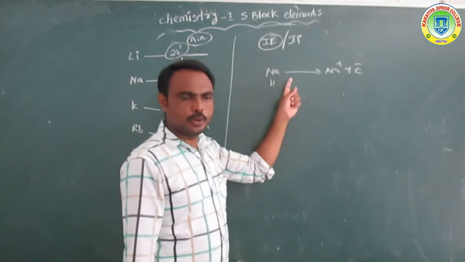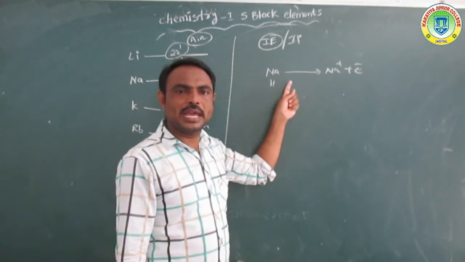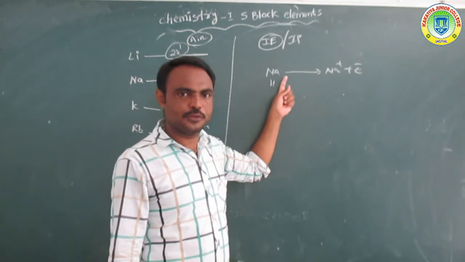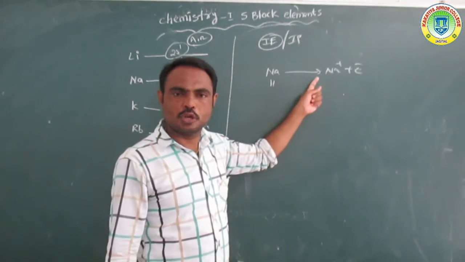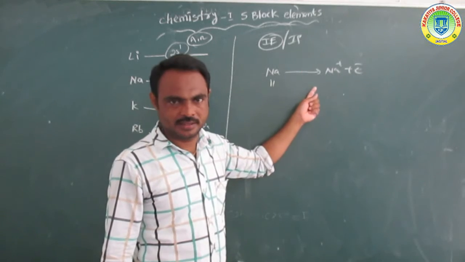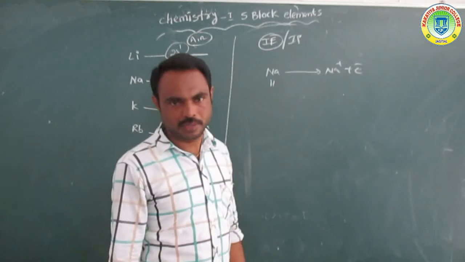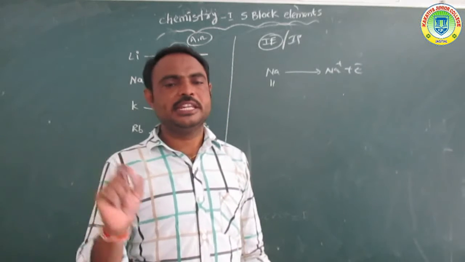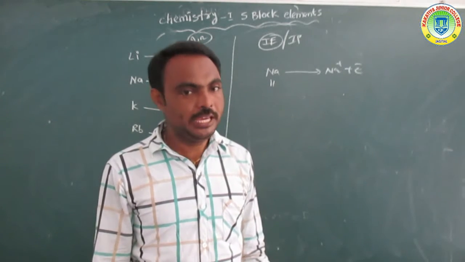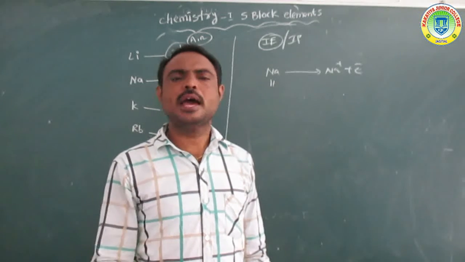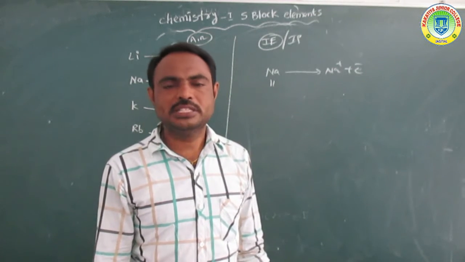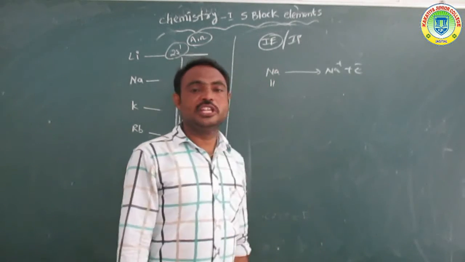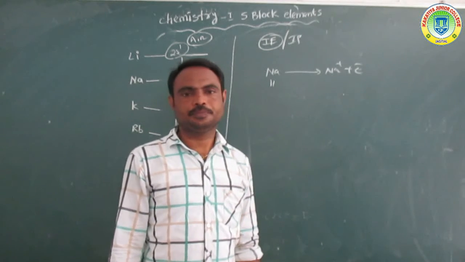So suppose we remove one electron from the outermost orbital of a gaseous sodium atom. In this process, we require some energy. That energy is ionization enthalpy. Ionization enthalpy is indicated with IE or IP. It is also called ionization energy. What are the units? Kilojoule per mole. The units of ionization enthalpy are kilojoules per mole.